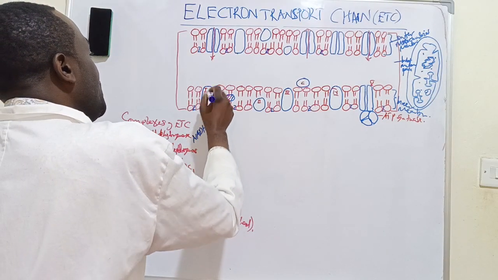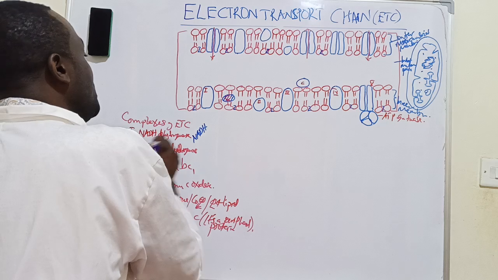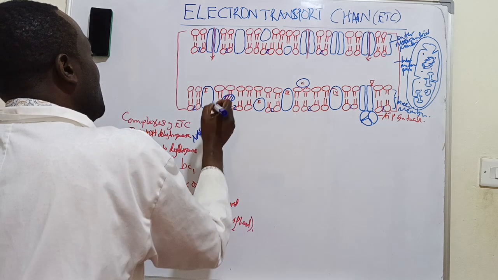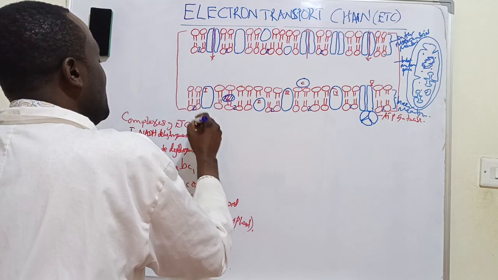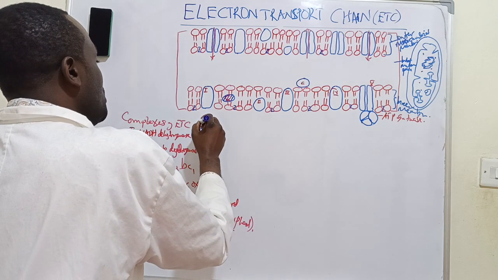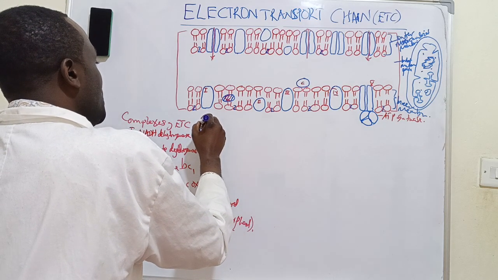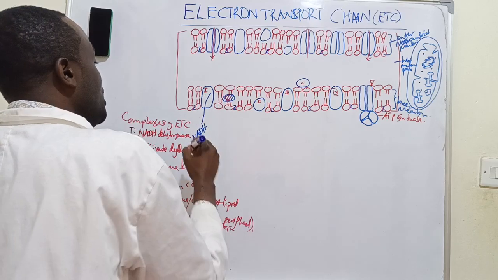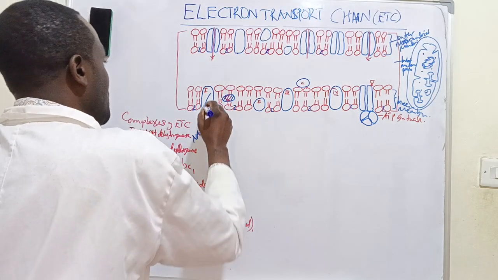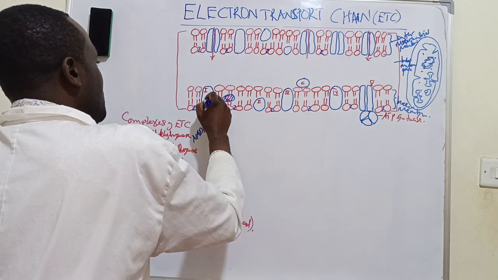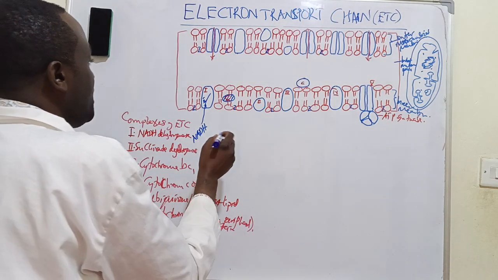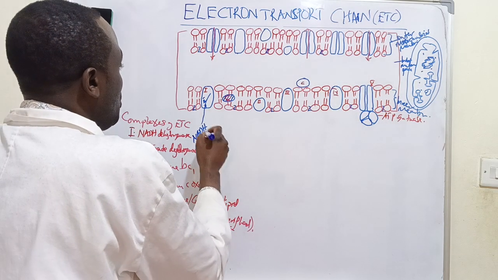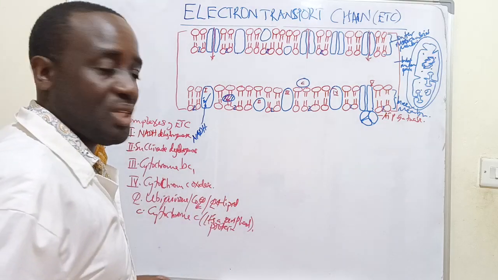So what happens is that this complex here, reduced NAD dehydrogenase, does what? It oxidizes reduced NAD. In the process, reduced NAD loses 2 electrons. Now these electrons go and enter that complex 1. But at the same time, it also loses protons.